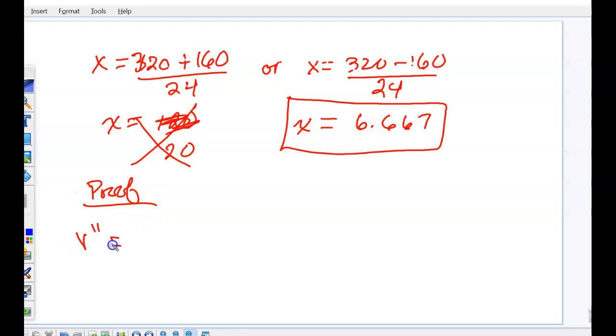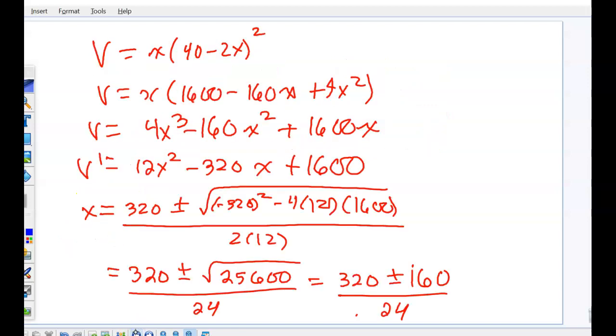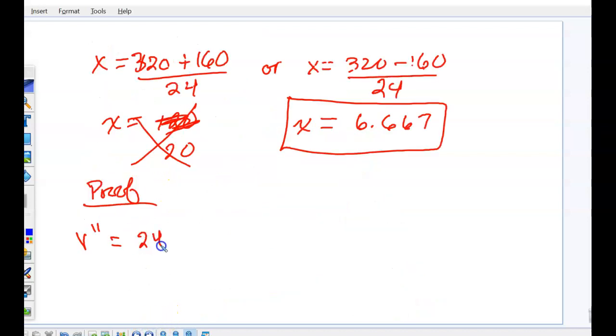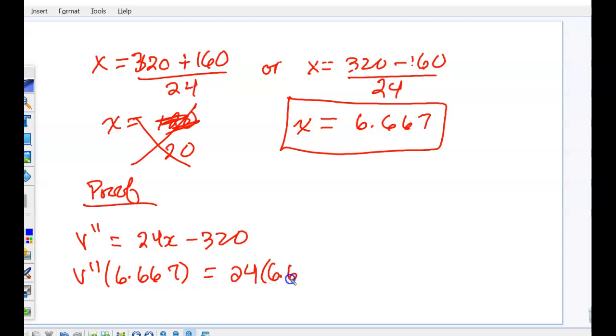So I'll take the second derivative. The second derivative was 24x minus 320. And if I evaluate the second derivative at 6.667, so 24 times 6.667 minus 320, this is going to be less than 0. So therefore, we know my graph is concave down, and that critical number is going to be a maximum.